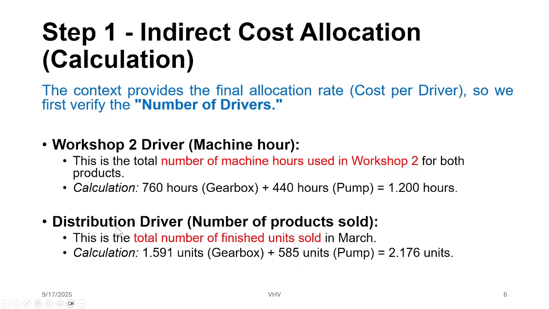Finally, for distribution, the driver is the number of products sold. The company sold 1,591 gearboxes and 585 units of pumps. So the total number of units sold is 1,591 plus 585, which equals 2,176 units.